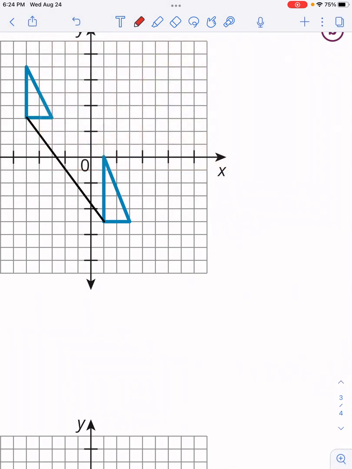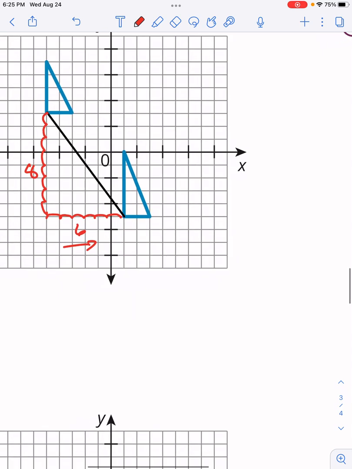Okay. It doesn't tell us what is the preimage and the image. That's not super important. We're just seeing, are they the same shape and same size? So we're gonna go down 1, 2, 3, 4, 5, 6, 7, 8. So 8 down. And then 1, 2, 3, 4, 5, 6. Did I count that right? 1, 2, 3, 4, 5, 6. 6 right.